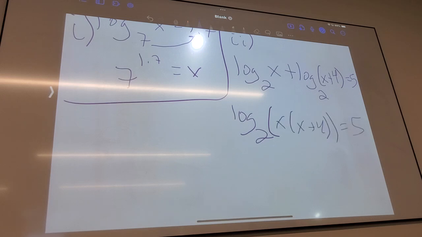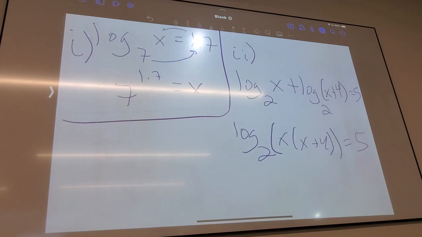Do I now have a single log equals 5? Just like I had a single log equals 1.7 over there, yes? So how can I rewrite this? Log base 2 of stuff equals 5. How can I rewrite that? 2 to the 5th power.